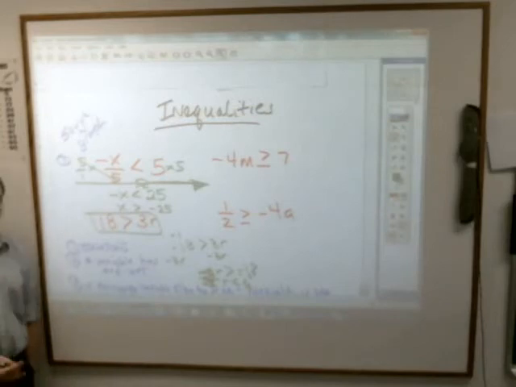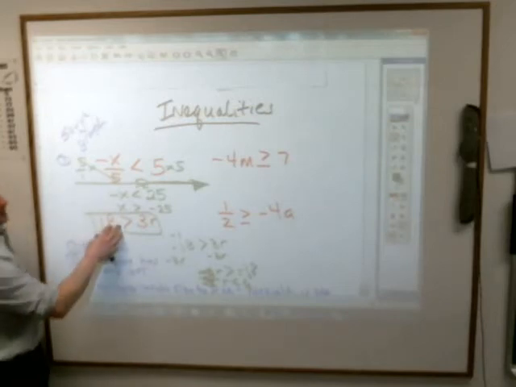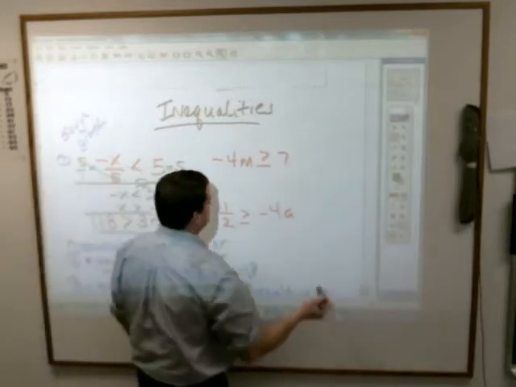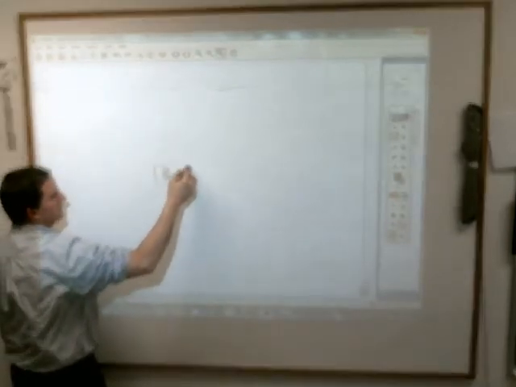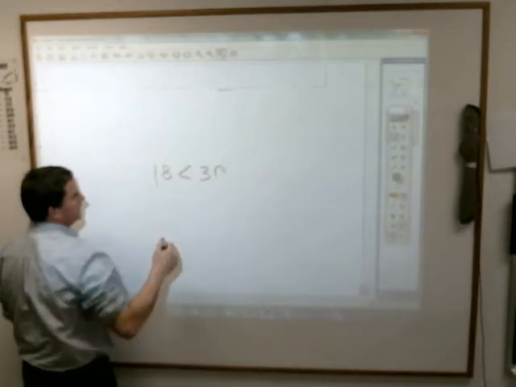Okay. You also could have thought of this like this, and I think we talked about this before. I'm just going to throw it over here. 18 is what? Less than 3r? Is this what it was? Greater than. It was greater than?